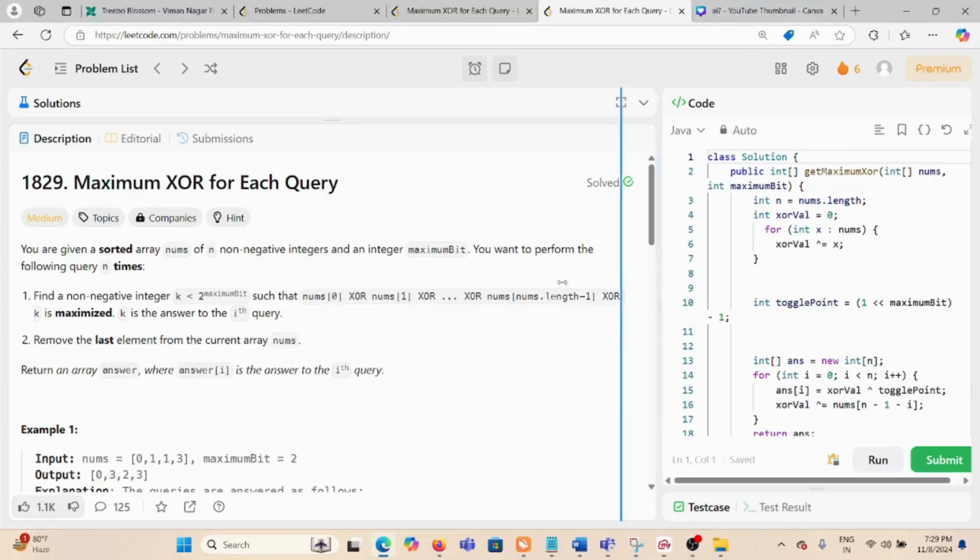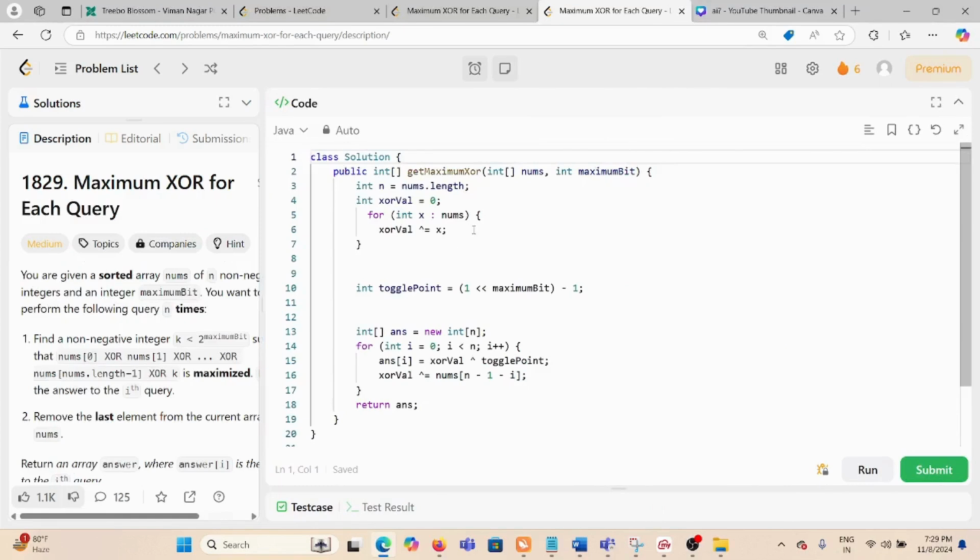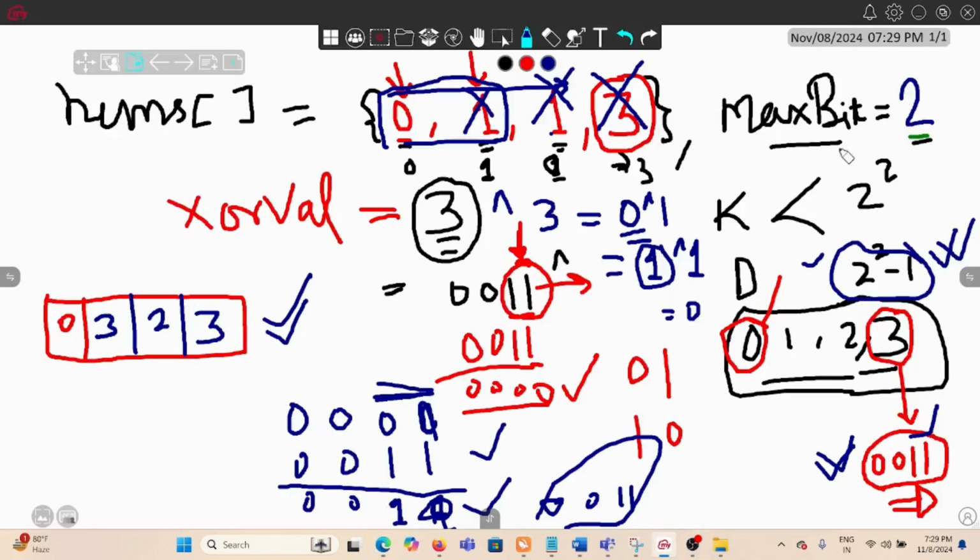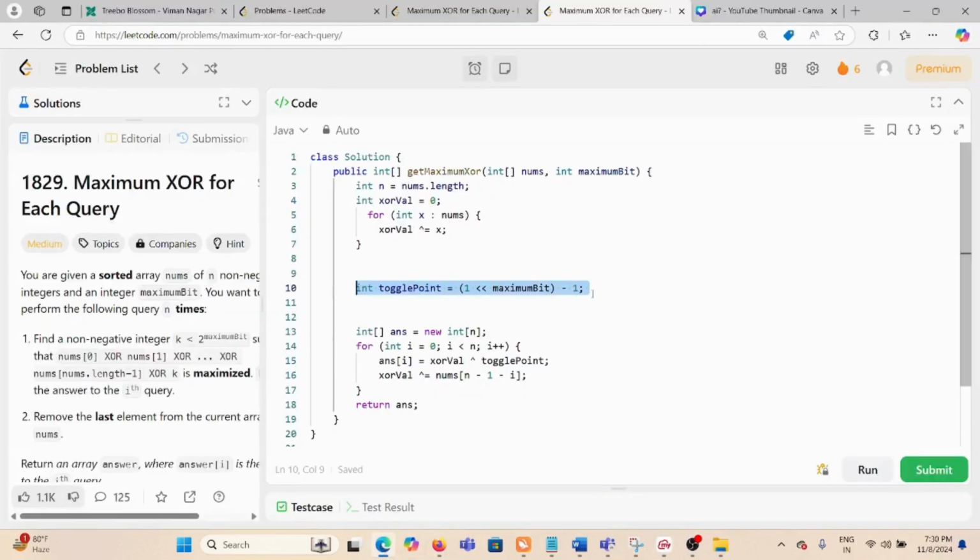So see here what I am doing. First of all, I am initializing the XOR value. I am getting the XOR of all the numbers of this array, right? And this is my toggle point, the same value as before. So max bit was 2, right? So we got this value 2 to the power 2 minus 1, so 2 to the power of whatever max bit, minus 1. That I am calling in my function the toggle bit. Here I am calculating that.